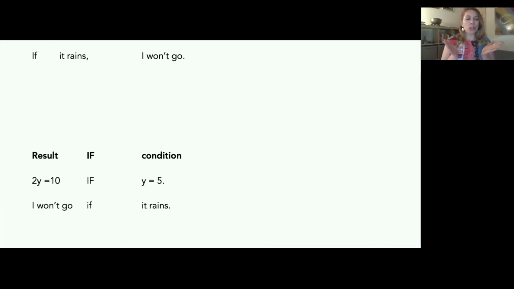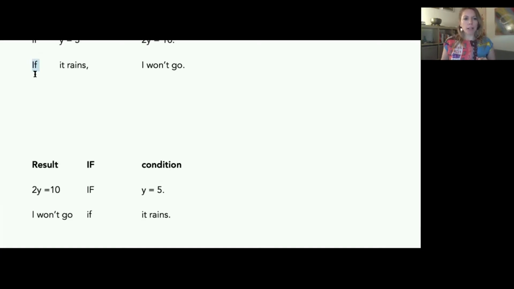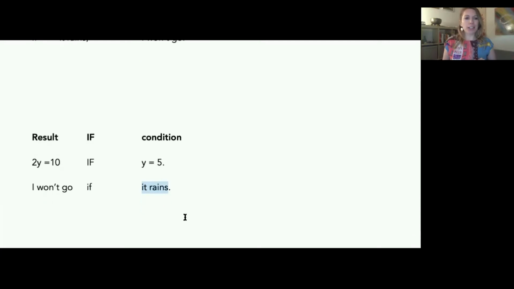Now, keep in mind that in terms of punctuation, if you start with the if clause, if something, something, you're going to need a comma and then your result. If you begin with the result, you don't need a comma. You just go right to if and then your condition. All right.